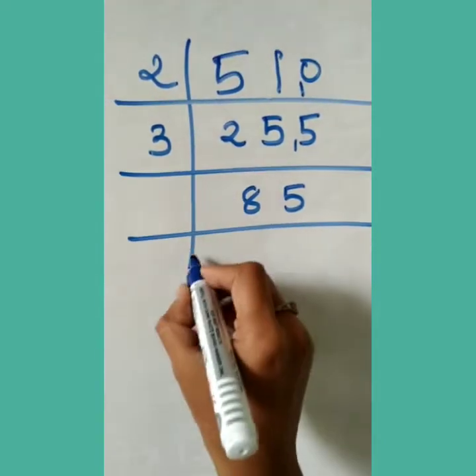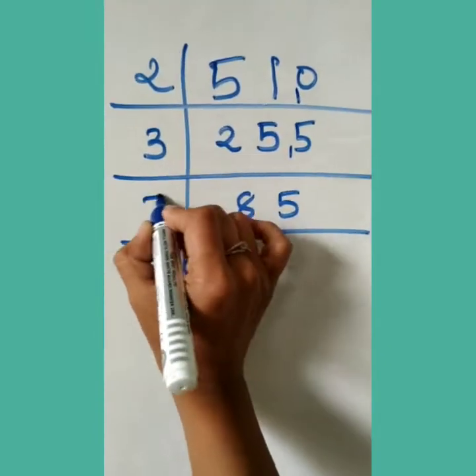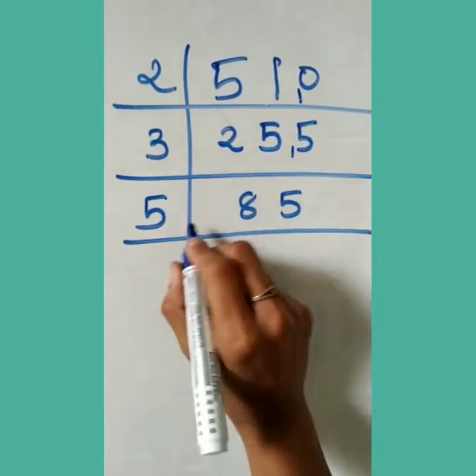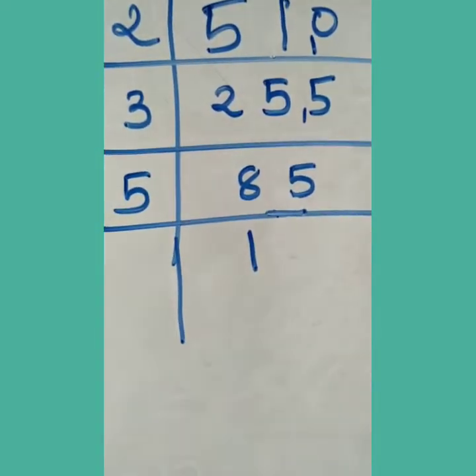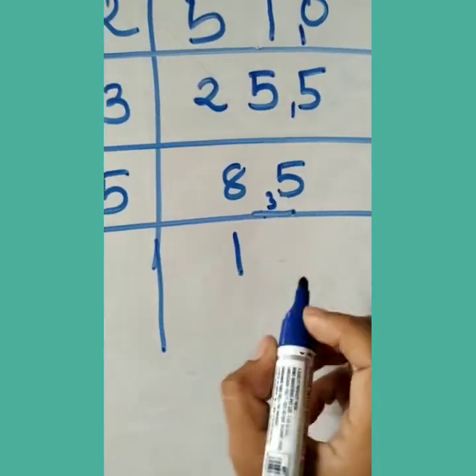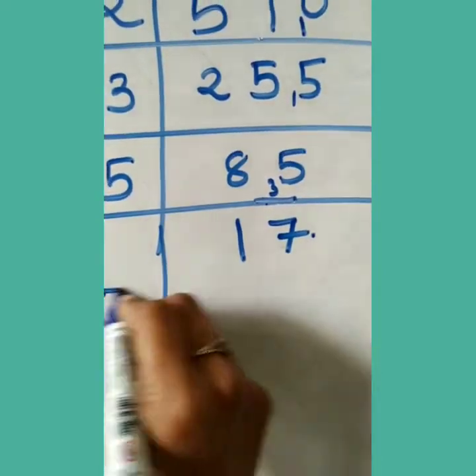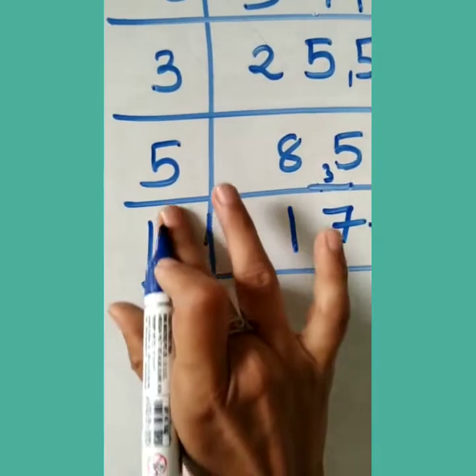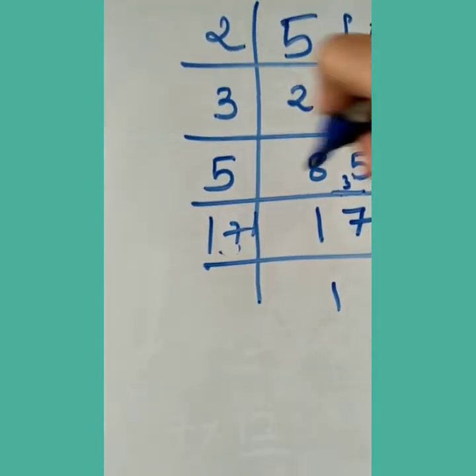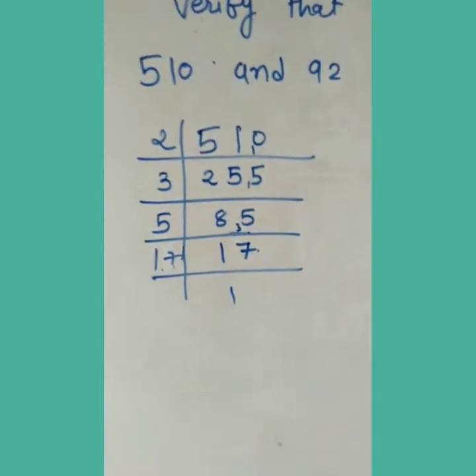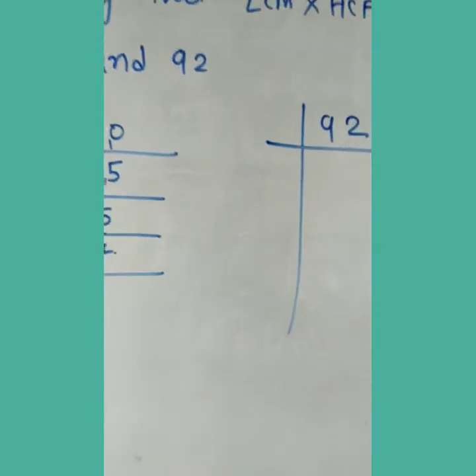Here now we will begin our process with 5. 5 1s are 5, so it will become 35. 5 7s are 35 and 17 1s are 17. So here we got the factors of 510. Now we will separately find the factors of 92.